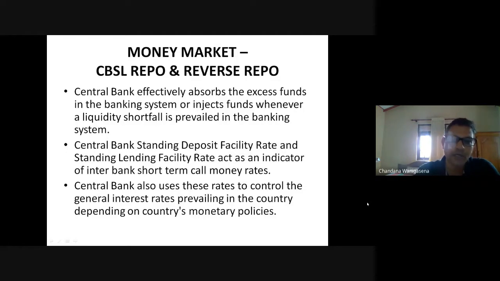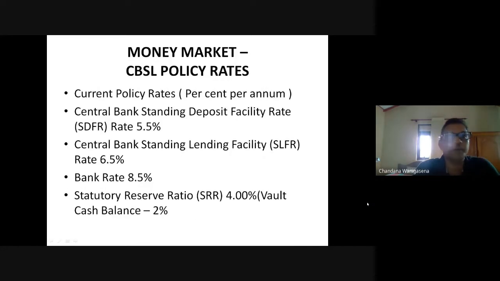They want to take money into the system, they increase the standing deposit rate, and if they want to discourage banks from giving loans, then again they increase the policy rate. So the banks are discouraged from lending. So these are the rates in a nutshell. These we call policy rates.